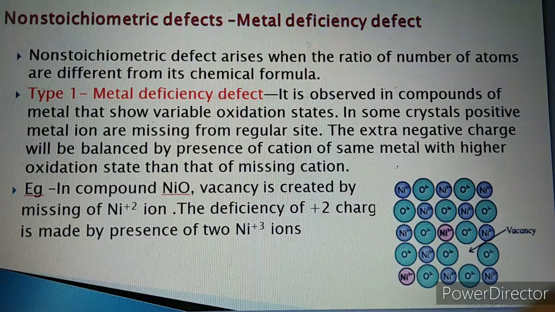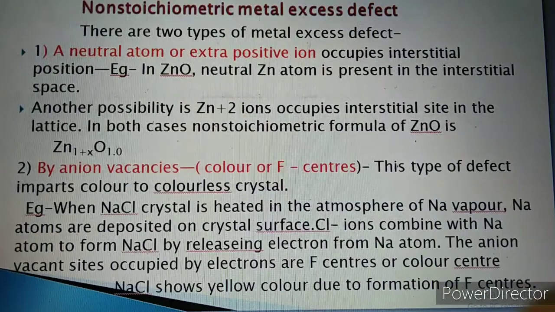Next defect, non-stoichiometric defect, is metal excess defect. Again, there are two types of metal excess defects. Which are the two types? The first one is when a neutral atom or extra positive ion occupies the interstitial position. So there is the addition of excess metal, either an extra neutral atom or an extra positive ion.